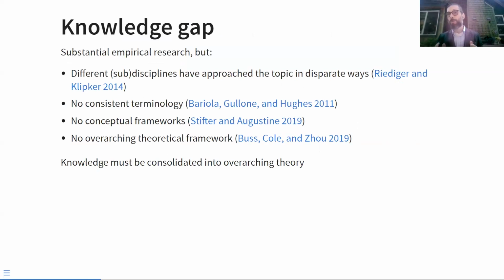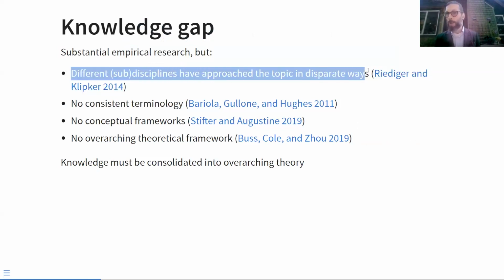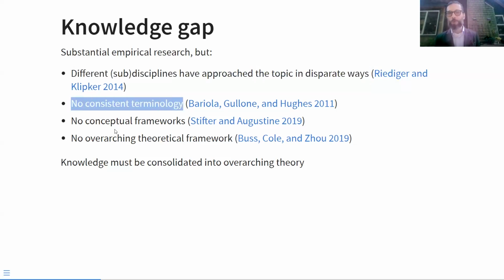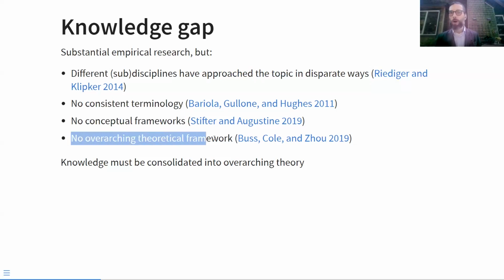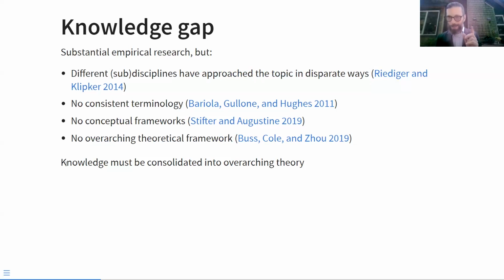But there is a substantial knowledge gap because even though there is much empirical research about emotion regulation in teens, different subdisciplines have approached the topic in very different ways. So we get the jingle jangle fallacy. They don't use consistent terminology. There are no conceptual frameworks guiding measurement, and there is no overarching theoretical framework guiding the research. In other words, here is a key challenge for bottom-up synthesis of the work that has been done in order to formalize that into a more theoretical framework.